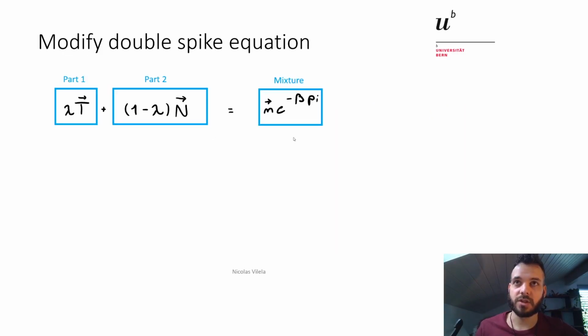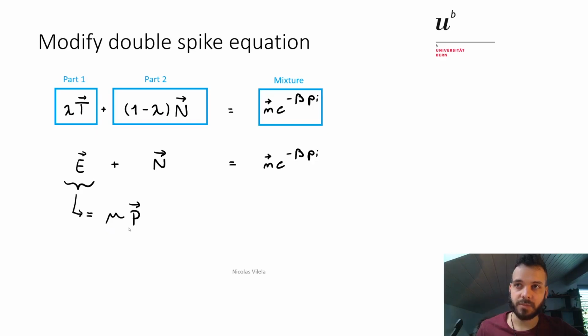So we will now change our double spike equation so that we can solve it in a different way. Remember, we have our two parts in our mixing equation. Now the problem is that we don't know our first part, so we'll get rid of it and we'll introduce an unknown vector. So we'll say that our mixture can be described by our standard plus an unknown vector. Now we'll say that this vector is a scalar times a unit vector. A unit vector is a vector that has the length 1 and only carries directional information.